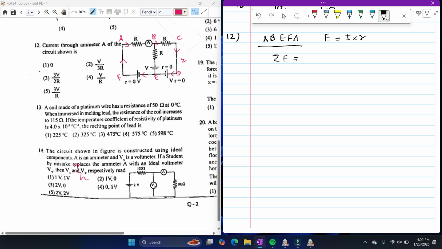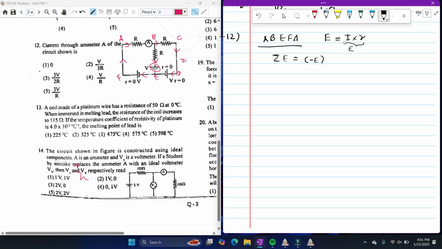We can just say towards this direction. Here the current enters like this from the positive terminal. Actually, if the current exits through the positive terminal only, it will become a positive E. Here, since the current is entering from the positive terminal of the cell, it will become a negative E. The IR product will be a negative E.